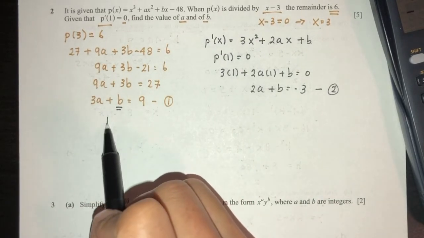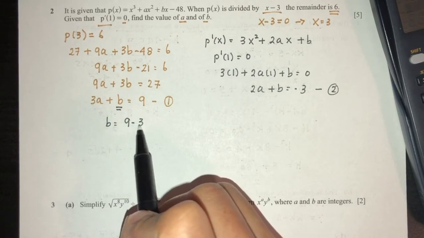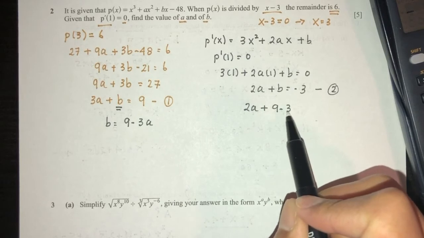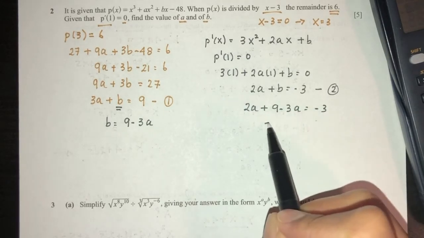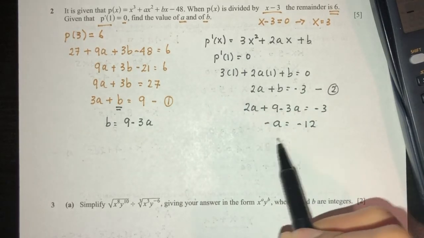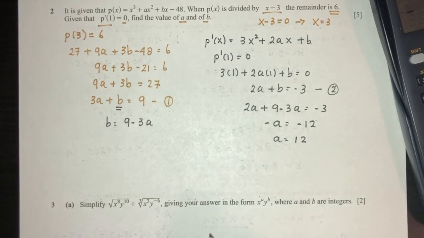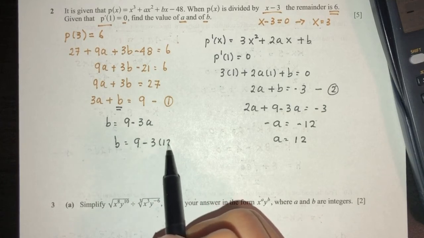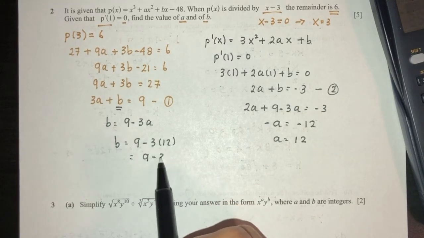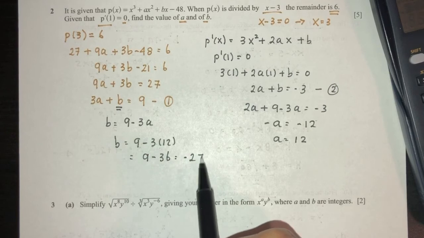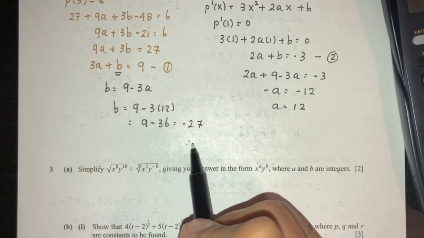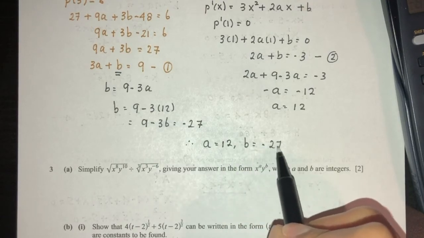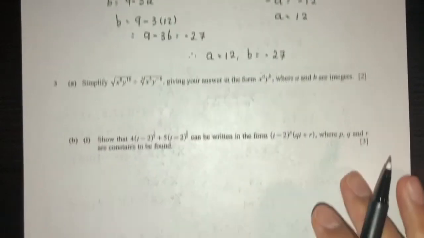Here we have b. b is 9 minus 3a. Replacing here, you will have 2a plus 9 minus 3a. That is minus 3. Minus a will be minus 12. A will be 12. Now b, 9 minus 3 times 12. That will be 9 minus 36. That will be minus 27. So that's it. So the value of a is 12 and b will be minus 27. That is your question number 2.